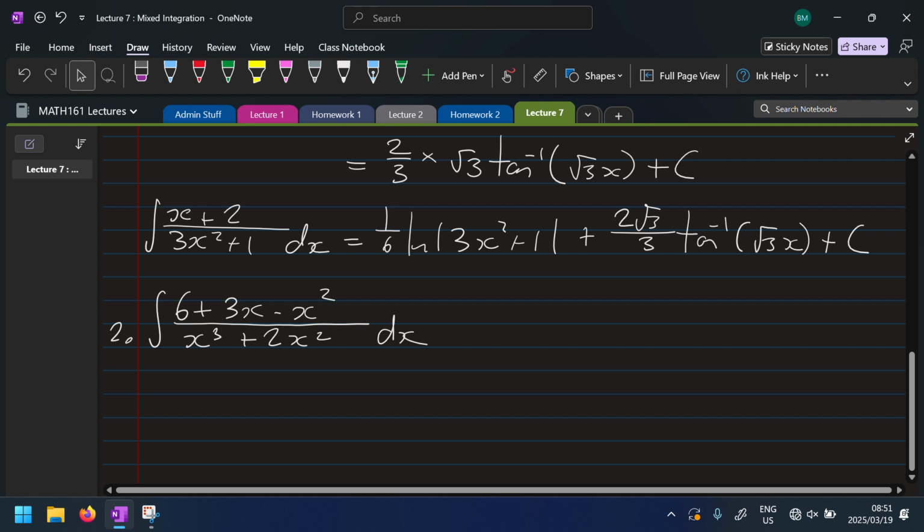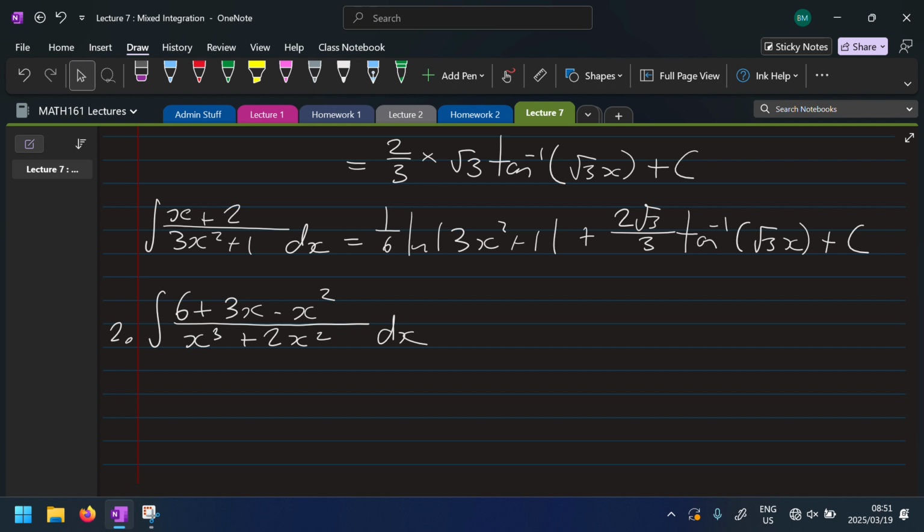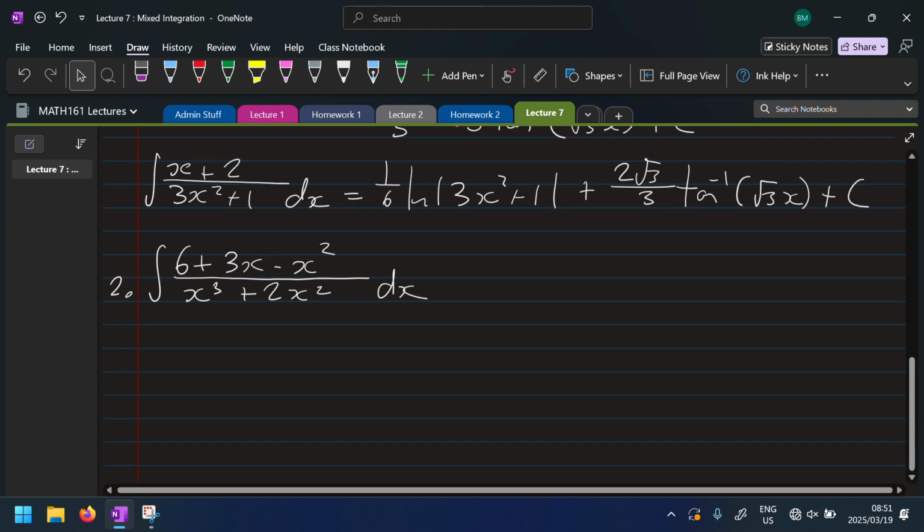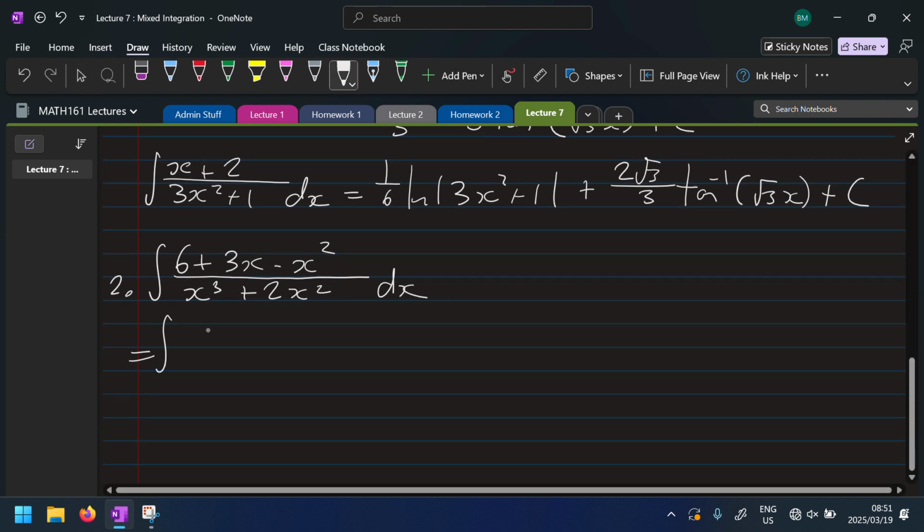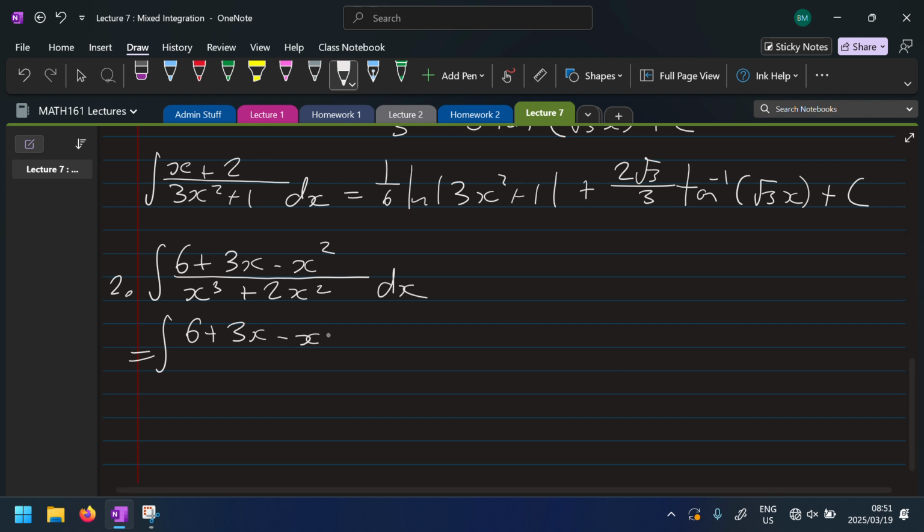So first thing, do we need to do long division? The top is squared, the bottom is cubed, so no, we don't have to do any division. Next, can we factor the denominator? Yes, we can. There's an x squared there, and this x cubed, we can take out an x squared as well. So this will be the integral of 6 plus 3x minus x squared all over, like we said, there's an x squared common factor, so it will be x squared, and we're left with an x plus 2. Okay, so factoring done. Now we do the decomposition step, step 3.